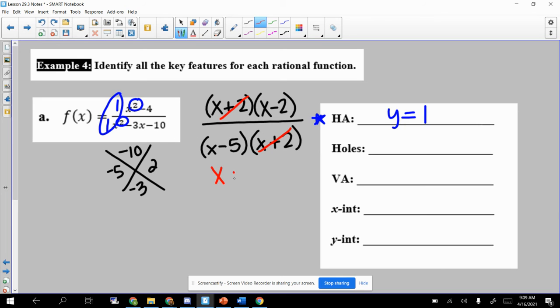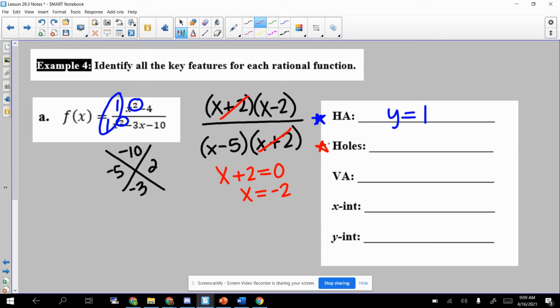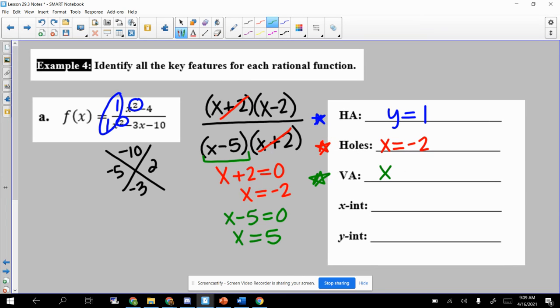So I'm going to set x plus 2 equal to 0. And so x equals negative 2 is my hole. That was the next step I wanted to do. Perfect. So x equals negative 2 is my hole. Then the next step is the vertical asymptote. So I'm going to set this x minus 5 equal to 0. What's left in your denominator? And I'm going to get that that is at x equals 5 when I add that over.